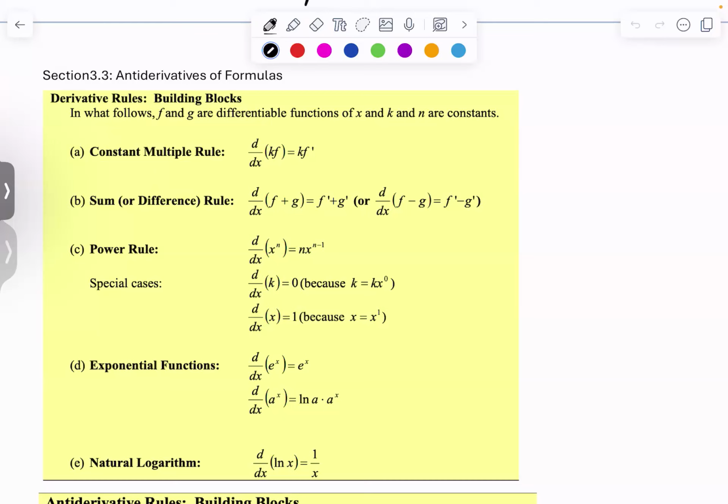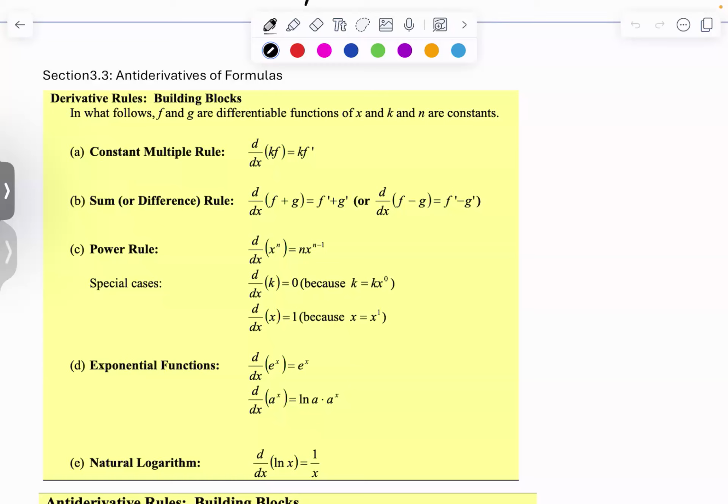The constant multiple means the constant can actually come out before I take the derivative and then take the derivative. That's going to matter with the integrals here in a minute. If I'm adding or subtracting, then I can break them up into two separate derivative rules.